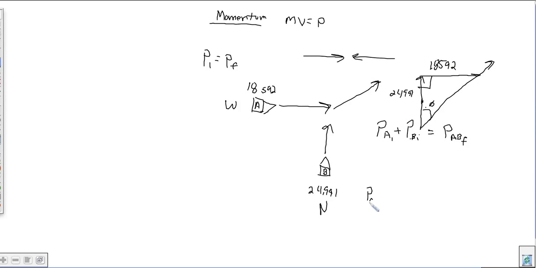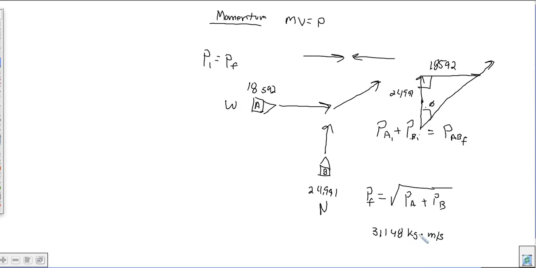If you use the Pythagorean theorem, you could solve for the hypotenuse of this triangle, which is the momentum final of both of these, and that's what you want. So we could say the square root of PA squared plus PB squared, so the square root of 18,592 squared plus 24,991 squared is going to give us our momentum final, which is 31,148. Let's put the right unit on there: 31,148 kilogram meters per second. That's my final momentum of these two things together.